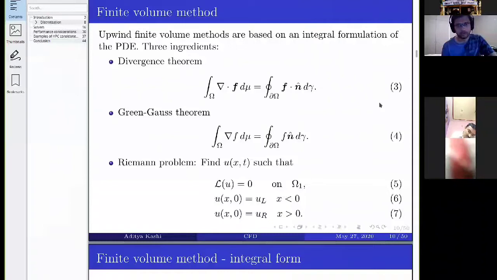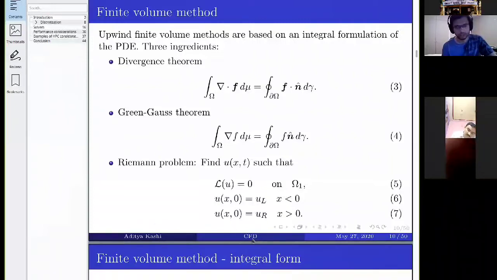So it relates the volume integral of a divergence of some vector field. The Green-Gauss theorem, which is related but not quite the same. Both of these can be derived from Green's theorems, which come from essentially this concept of a Riemann problem. A Riemann problem is simply, suppose the script L describes some differential equation, some partial differential equation.